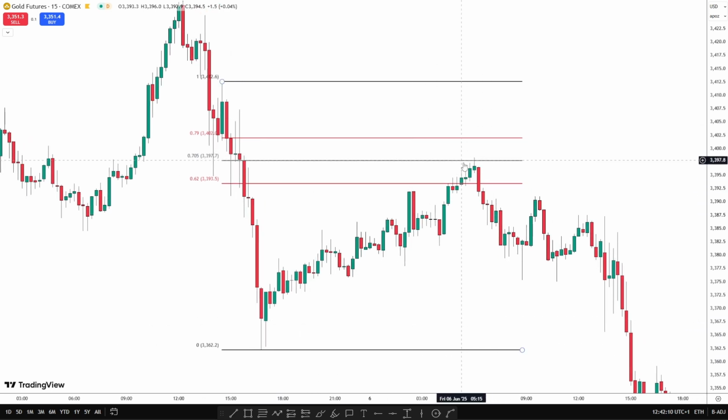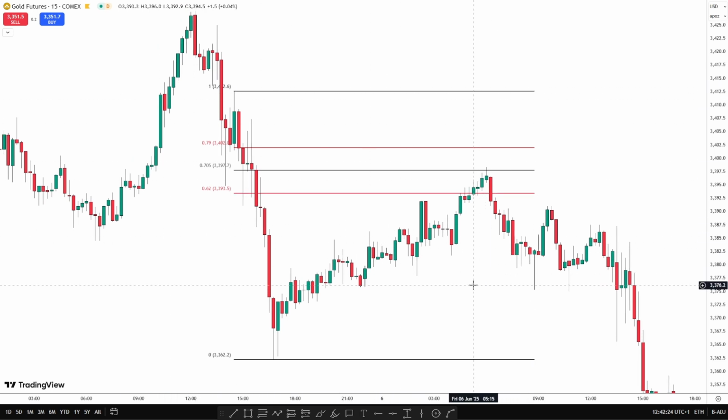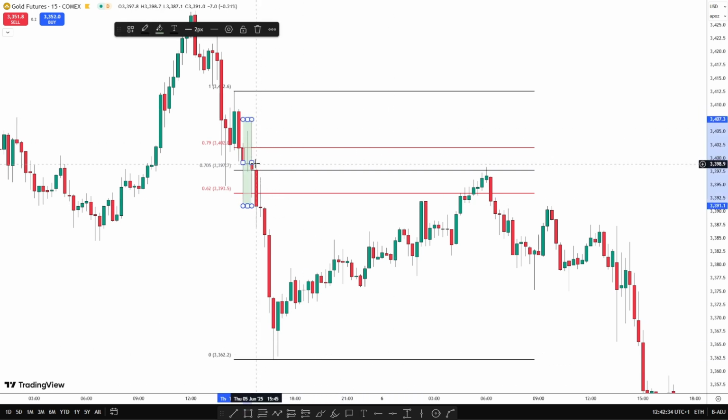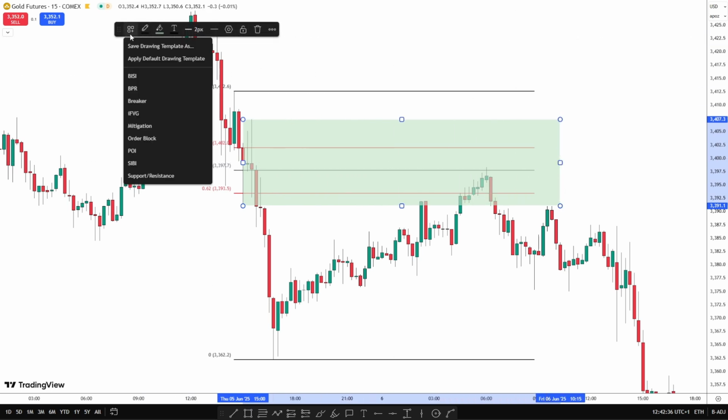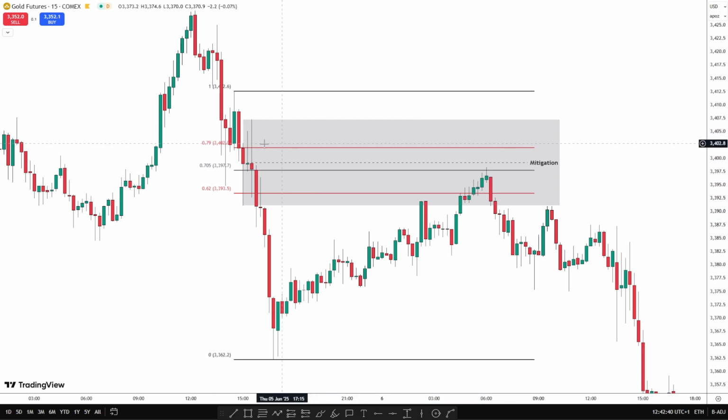And then we get our key reaction of 0.75. Now, this also aligns with our mitigation block. We have our high, followed by a low, followed by a lower high, followed by a lower low. So we're going to be measuring the low to the higher low, pulling this out to the right, and this is our mitigation block.